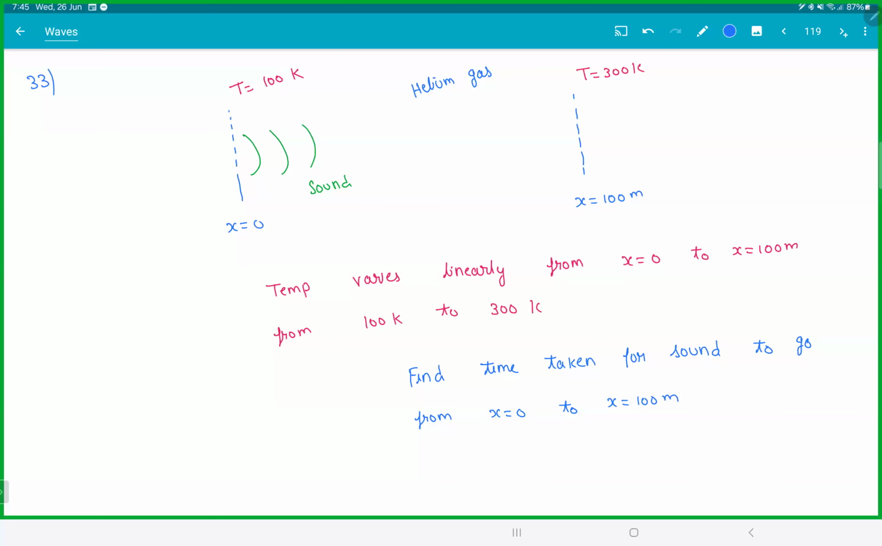Temperature, take it like that: T equals ax plus b. That is the meaning of a linear function. So when x is 0, T is 100. When x is 100, T is 300. Two equations, two variables. You'll get it. So first you need to find temperature as a function of x coordinate.